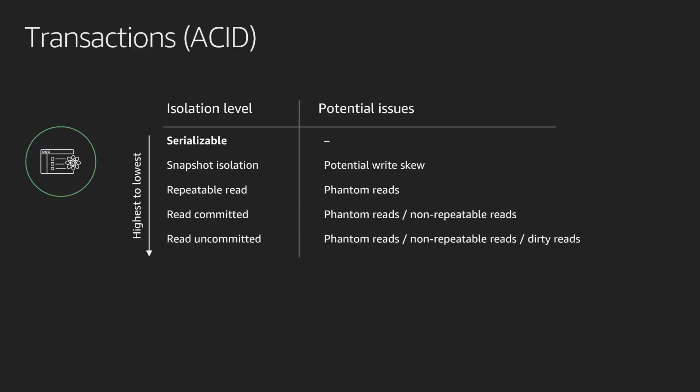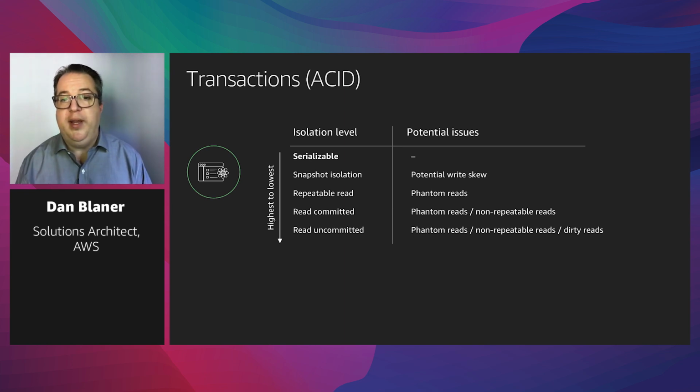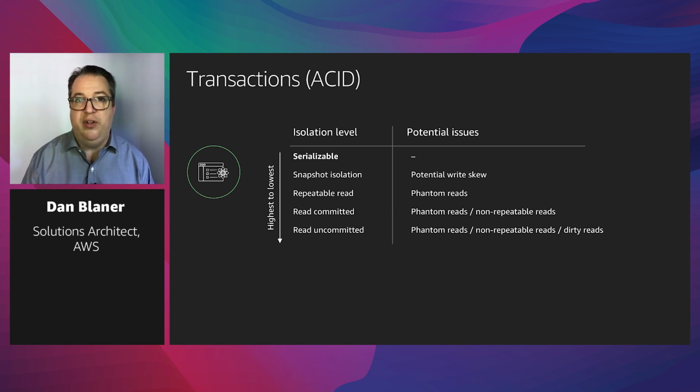QLDB provides ACID-compliant transaction processing at the serializable isolation level. The serializable isolation level provides the most concurrency protection, eliminating the potential for phantom reads, non-repeatable reads, dirty reads, and write skew. The serializable isolation level is available in relational databases, but it incurs a significant performance penalty. Due to the nature of QLDB's journal, QLDB is able to provide this highest level of concurrency protection with no impact on performance.